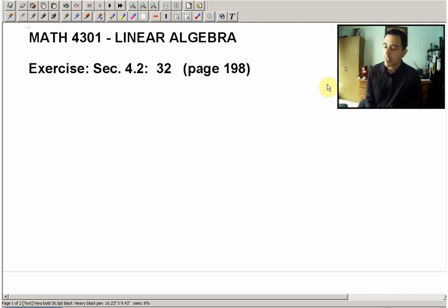Okay, now we're going to see another exercise, number 32, on the same section, section 4.2. This is on page 198. The exercise is asking to prove in full detail that the set of vectors (x, 2x), with the standard operations with vectors in R2, is a vector space. So let me write that down here for you.